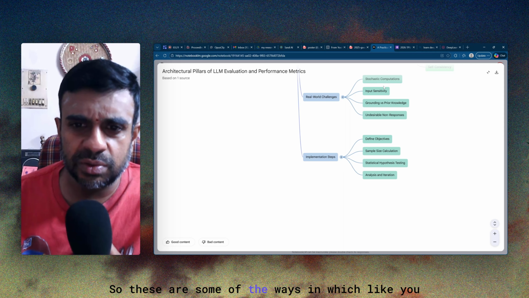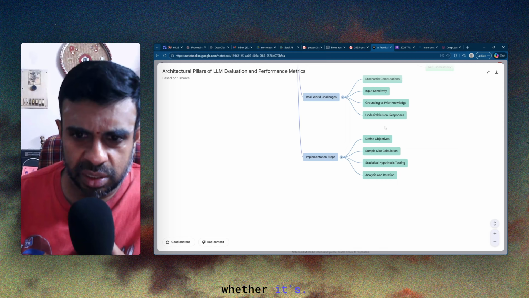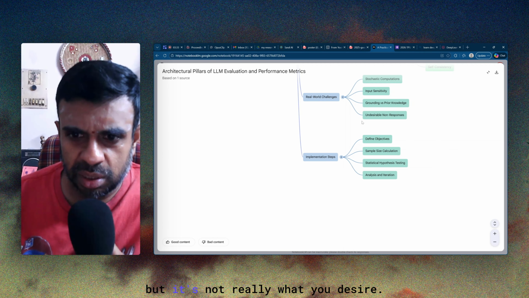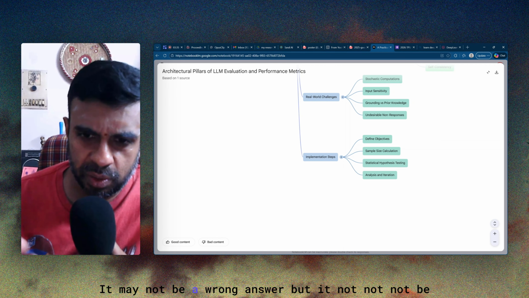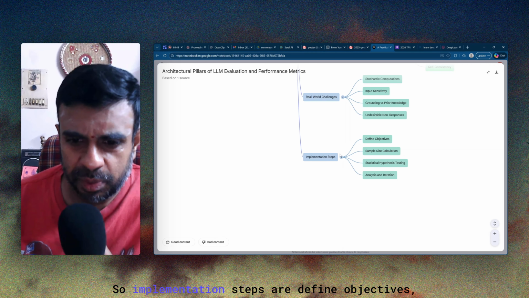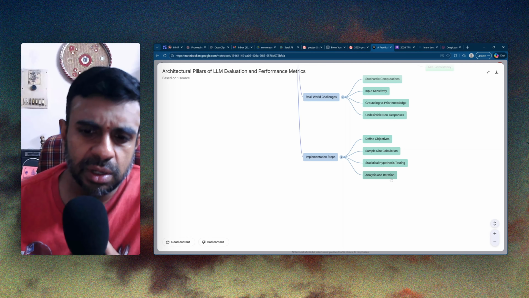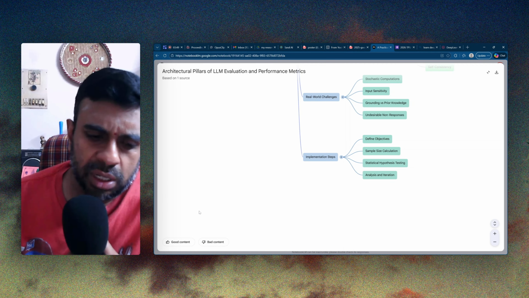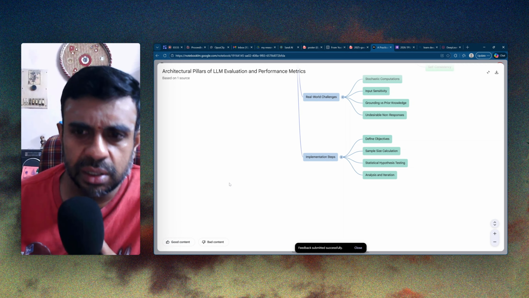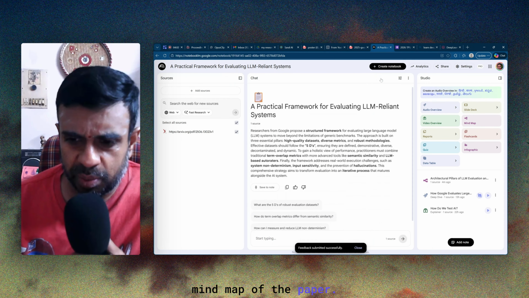So these are some of the ways in which you try to see whether, for example, it may still give a response, but it's not really what you desire. It may not be a wrong answer, but it may not be the right answer either. Things like that. Then implementation steps: define objectives, sample size, statistical hypothesis testing, analysis, and iteration. Overall, it's good. I don't think I understood everything here, but it's still a decent thing. I would rate it good content. So let's close this. Now we are done with the mind map of the paper.